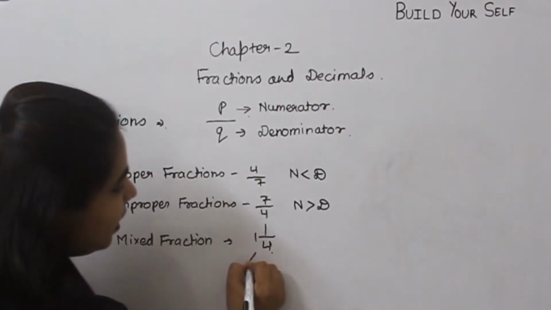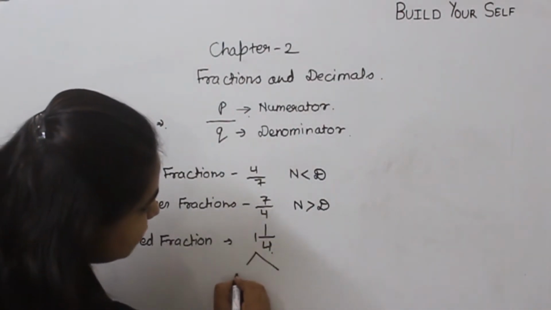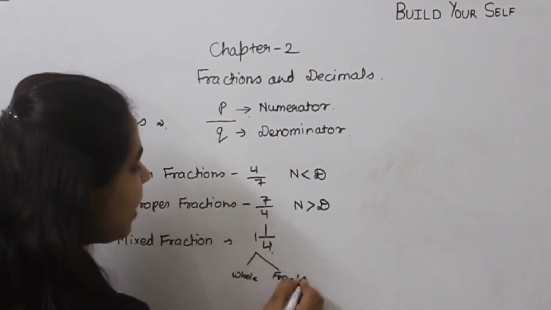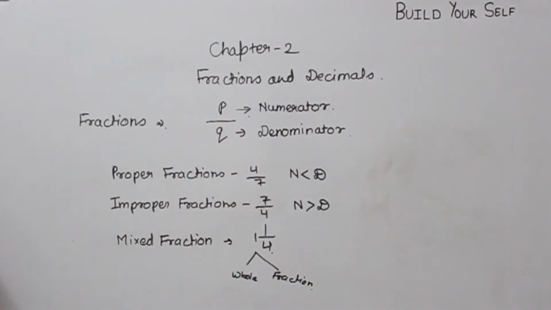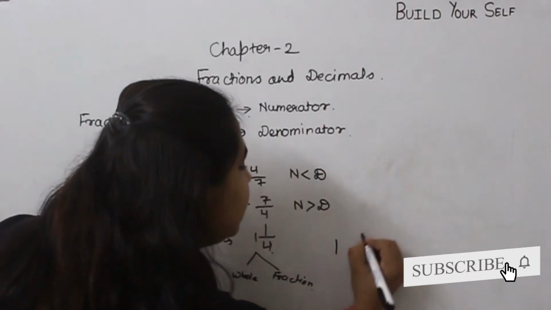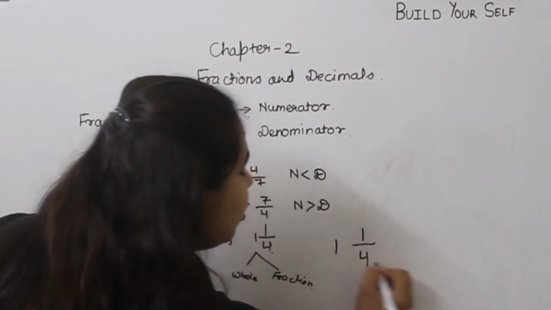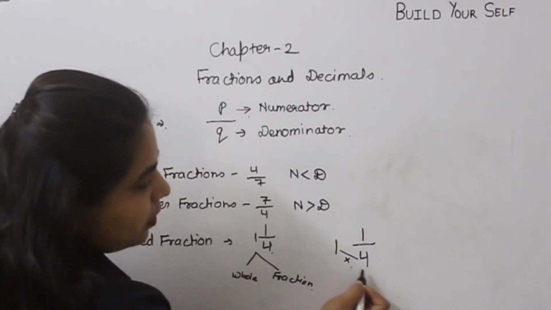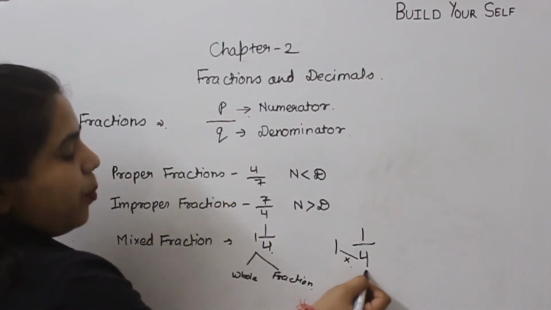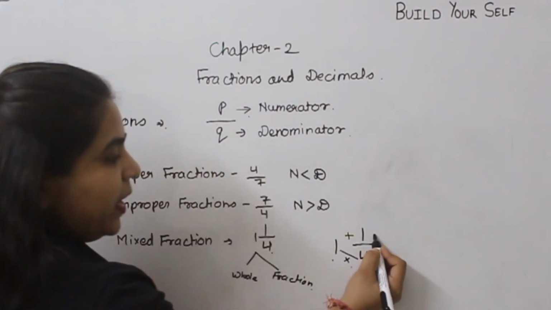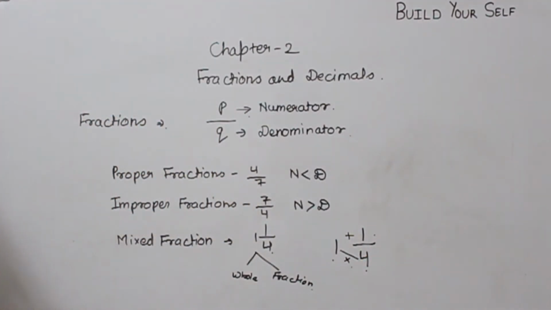In mixed fraction, there are two parts. The first one is the whole number, and the second part is a fraction or a part of a whole number. We can solve it. For solving it, we have to multiply denominator by the whole number, then add the numerator in the product.